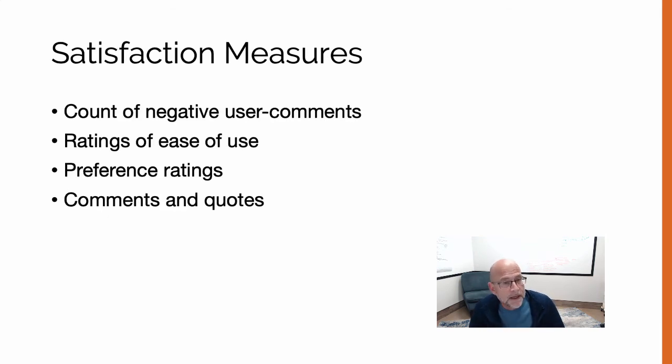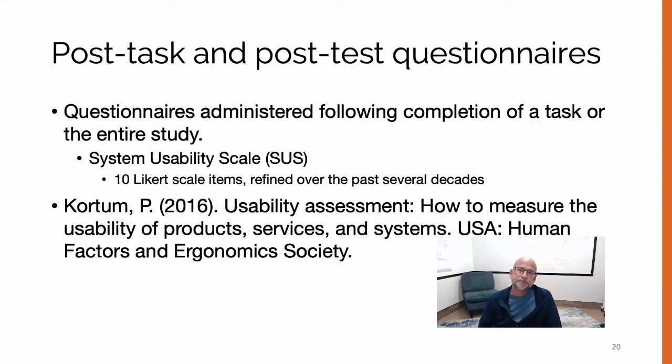There are also some satisfaction measures that you could come up with ahead of time. How many times during the period when they're thinking out loud do they mention negative comments like, this sucks, or wow, I thought it would be easier than this, or I can't figure out where I am. Each one of those is a negative comment, and every time you hear one, you could make a little tick mark and count up the frequency with which they've said those. There will be ease of use ratings, preference ratings, comments and quotes, and things like that.